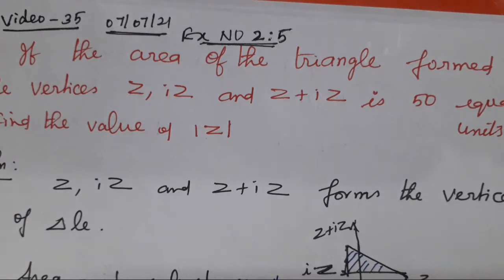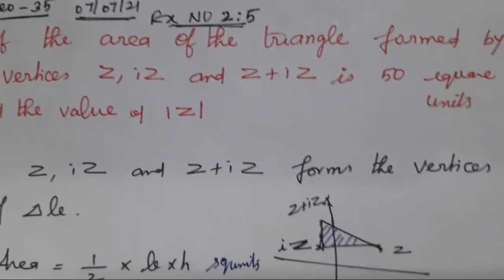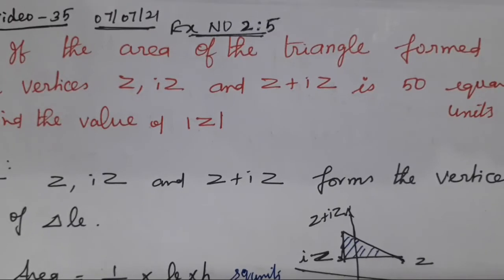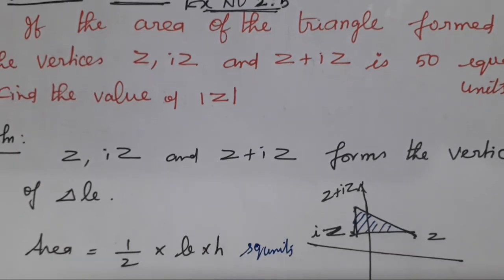So now listen here. If the area of the triangle formed by the vertices z, iz and z plus iz is 50 square units, find the value of modulus of z. What is the solution? How many vertices are needed to draw a triangle? We need only 3 vertices. The question itself gives the 3 vertices z, iz and z plus iz, and the area is also given: 50 square units. We are going to find the value of modulus of z.